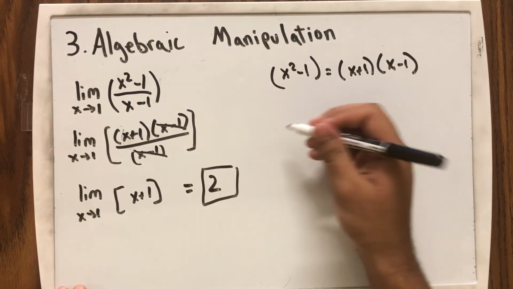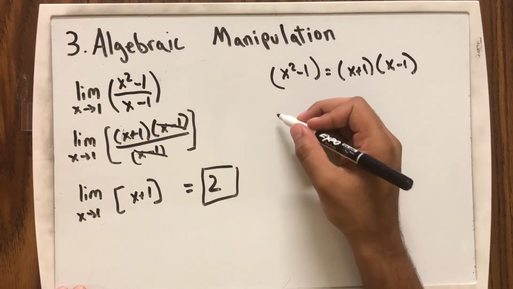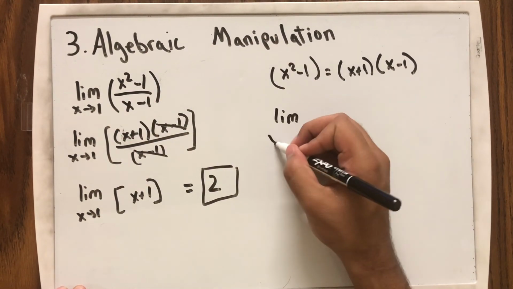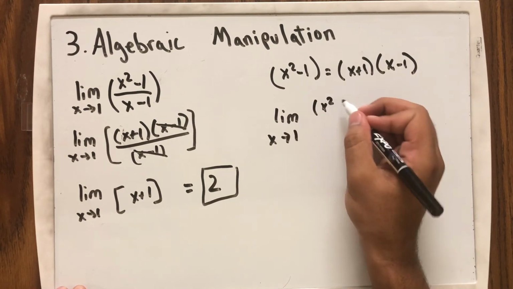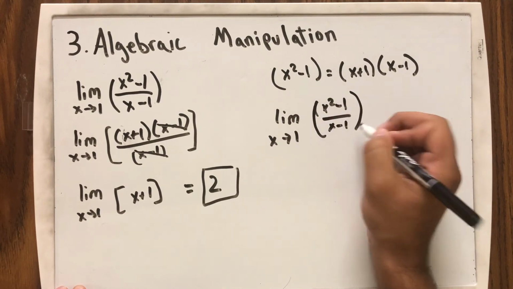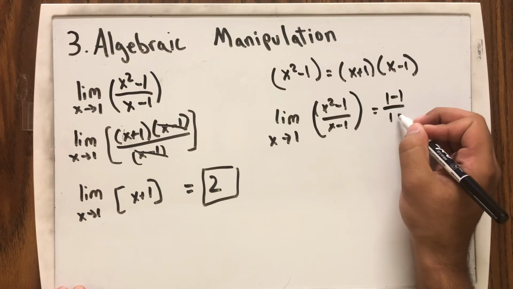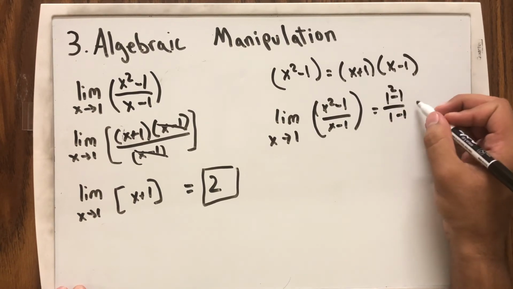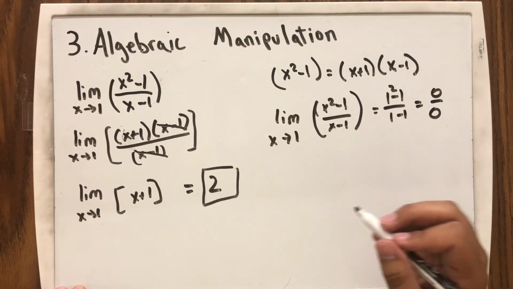Now, as we can see up here, if you plugged in 1 originally, so the limit as x approaches 1 of x squared minus 1 over x minus 1, if we just plugged in 1 there, it would have been 1 minus 1 over 1 minus 1, and that is equivalent to 0 over 0, which means L'Hopital would have worked on it too.